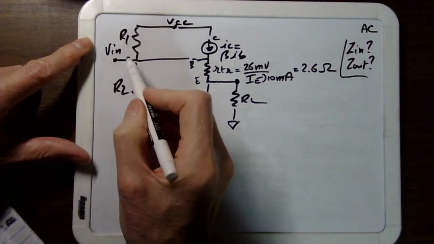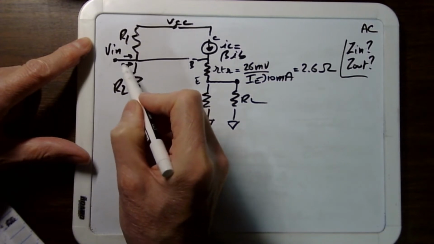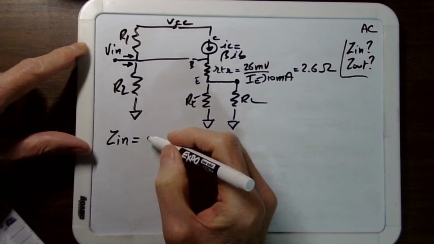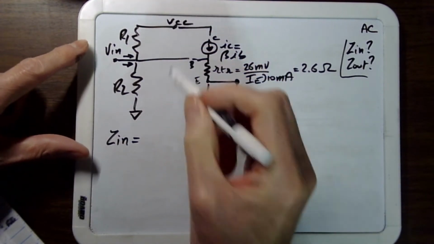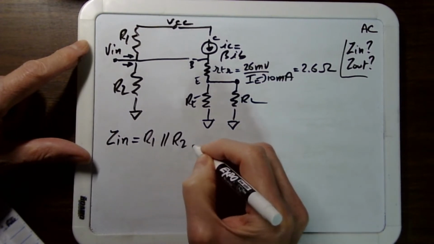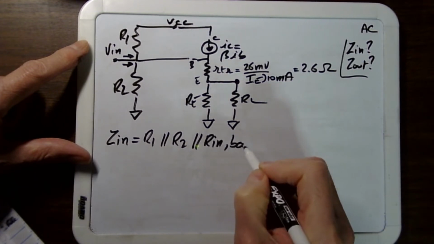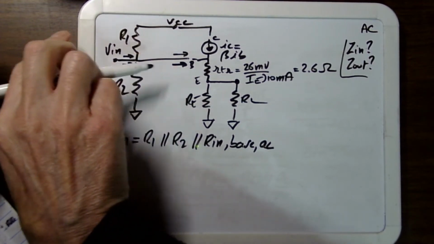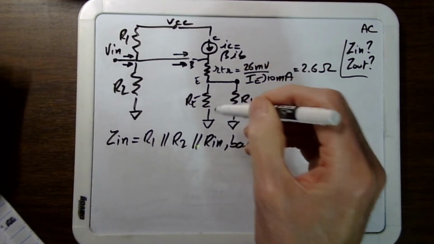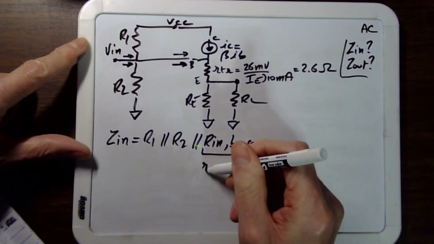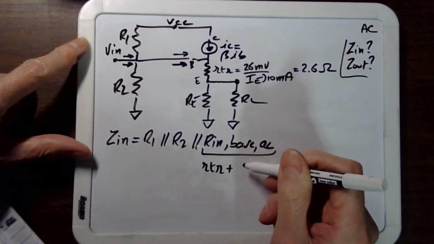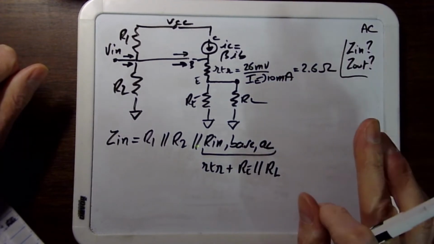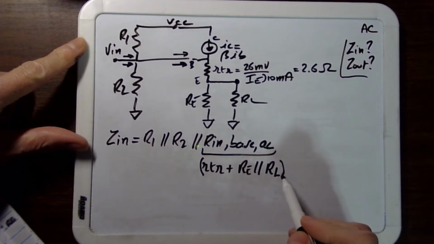So what's Z in? Z in is the impedance looking in. When you do AC, the VCC is actually a ground. So it's going to be R1 in parallel with R2 in parallel with R in base AC. What is R in base AC? It's the resistance looking into the base. So going this way, it's RTR plus RE in parallel with RL. Not quite. It's going to be times beta.